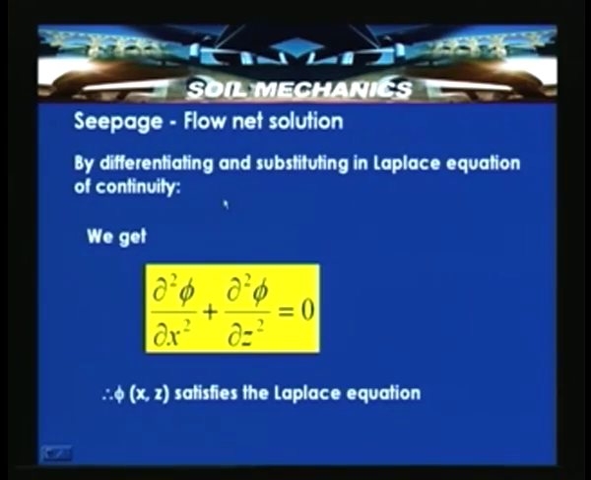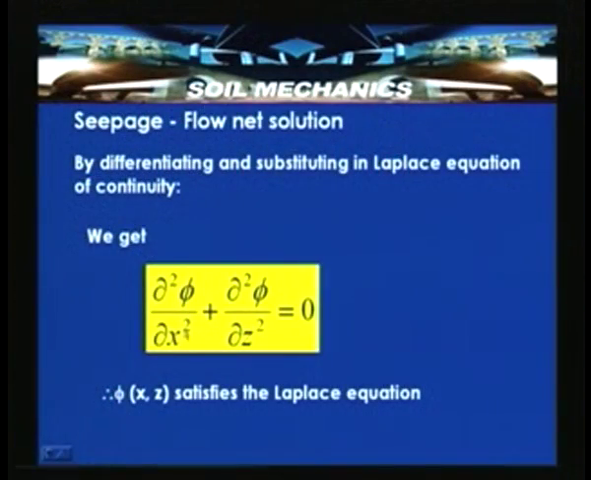Now, by differentiating equations A and B and substituting in the Laplace equation of continuity for two dimensional flow, we have defined that the Laplace equation of continuity is ∂²h/∂x² plus ∂²h/∂z² is equal to 0. Substituting equations A and B after differentiating, we get ∂²φ/∂x² plus ∂²φ/∂z² is equal to 0. So, this indicates that the potential function we have considered, φ(x,z), satisfies the Laplace equation of continuity.